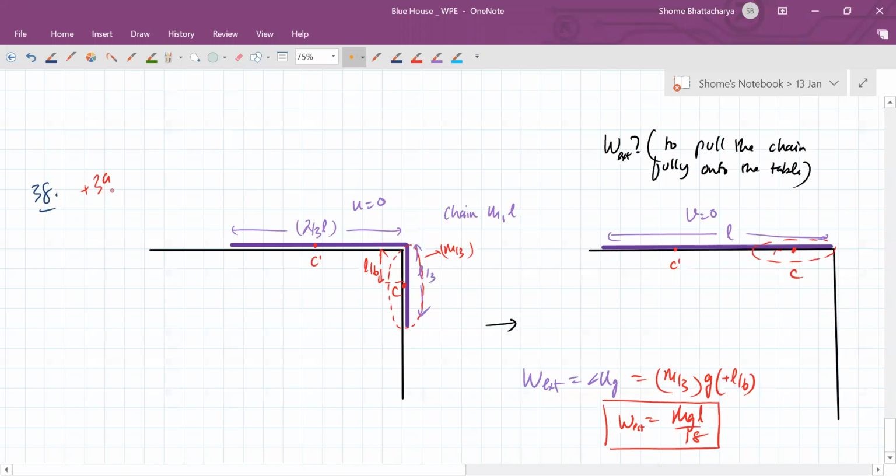Now we will do 39th also, which is based on the same concept but with friction on the surface, and we have to calculate work done by friction when it slides off. So just note this down first. Hope this question is clear, Shikhar.